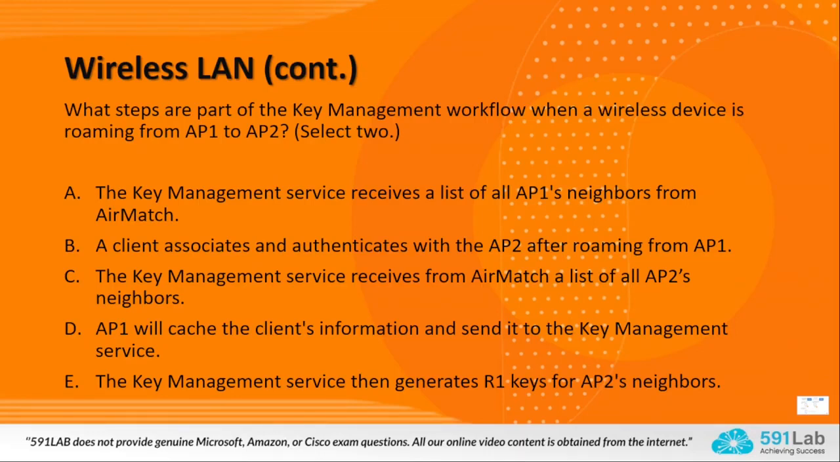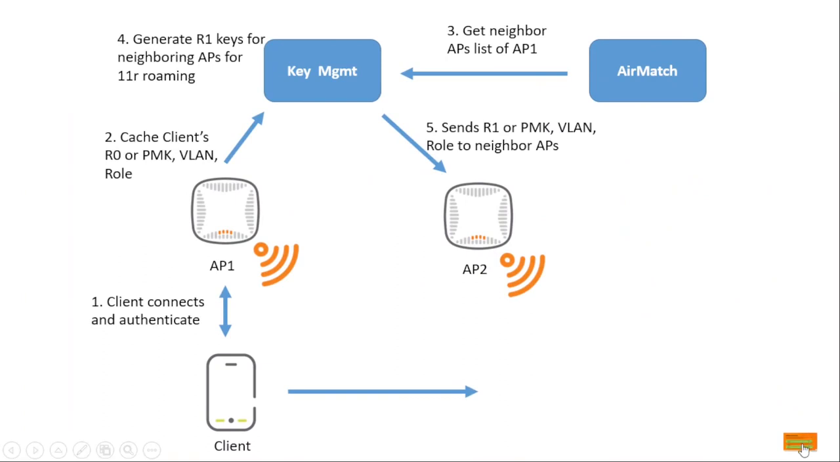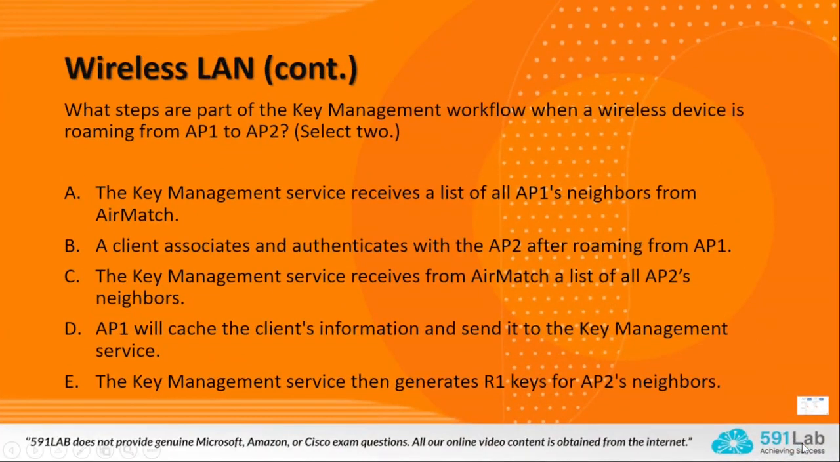Option A. The key management service receives a list of all AP1's neighbors from AirMatch. We'll check the diagram. I think it is correct. Let's double check with the diagram. Yes, that is step number 3. Yes, it will receive the neighbor list of AP1 from AirMatch. Yes, it looks correct. So option A is correct.